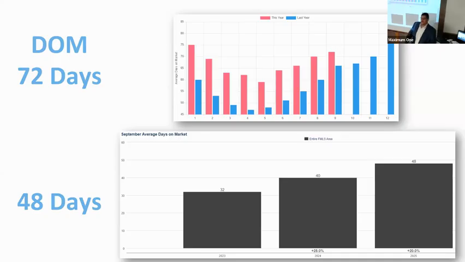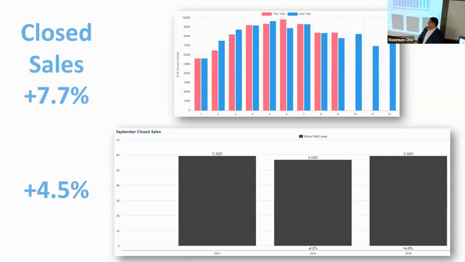So make sure that we're being conscious about that, because that's another thing I really want you to know: days on market, standing inventory. These are things that we need to be educating our folks about. Closed sales: Georgia MLS, up almost 8%. FMLS, 4.5%. So our sales are up.